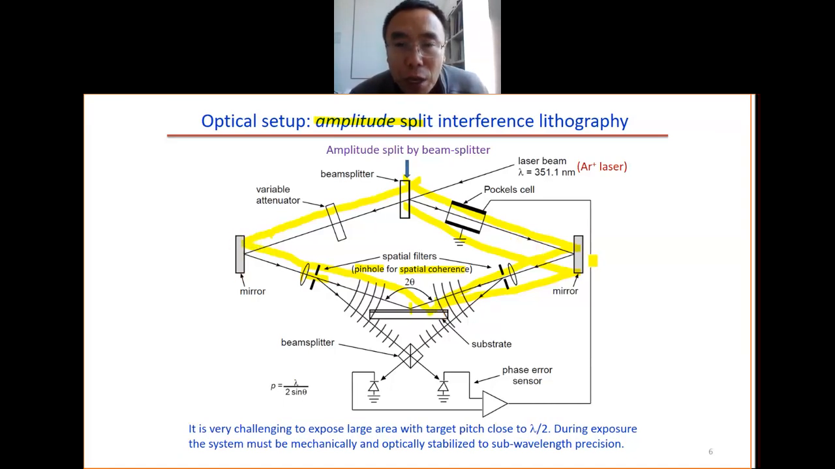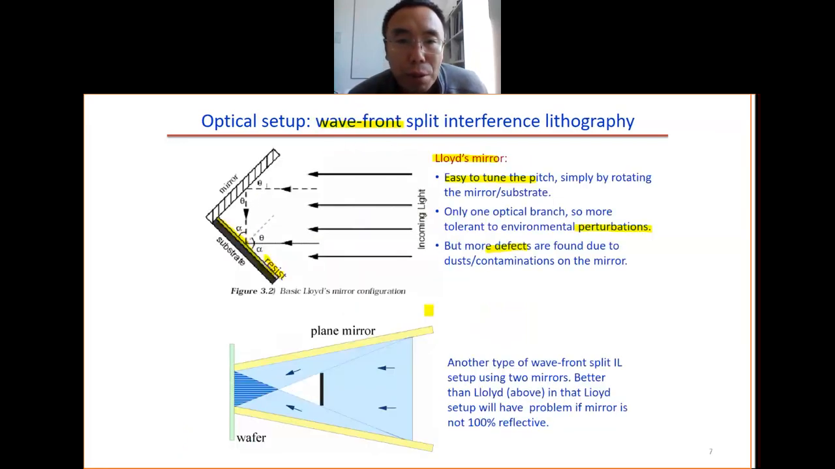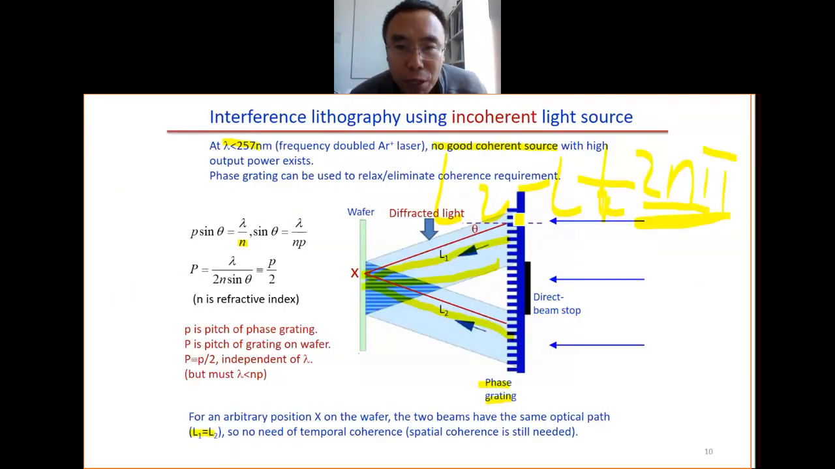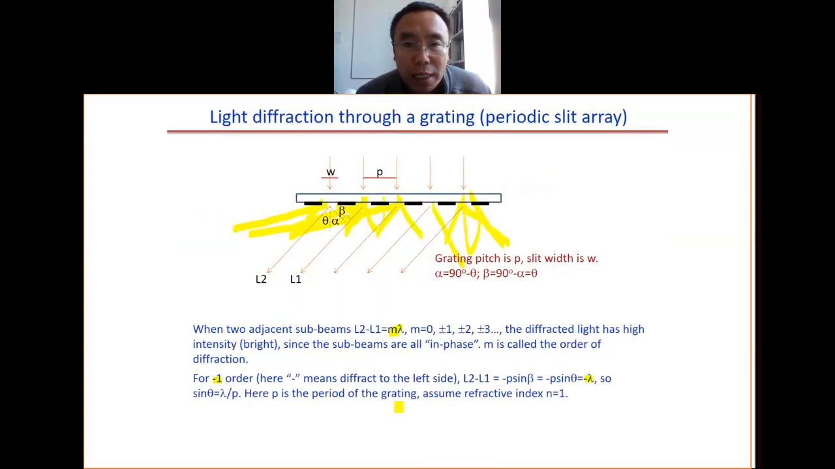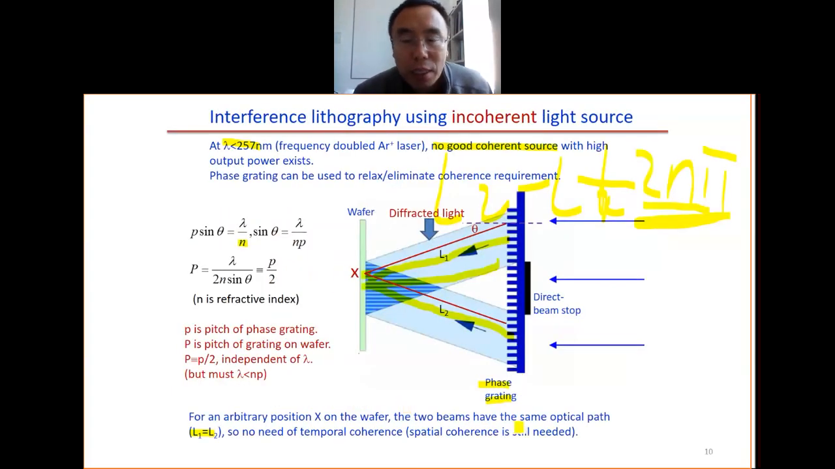So we cannot use mirrors to guarantee we have the same optical path plus 2 pi times. But when we have the phase gratings, we can make sure the optical path difference is a number plus 2n pi. So in this case, we do not need temporal coherence, but we still need spatial coherence. That means this light here and this light here should be coherent.